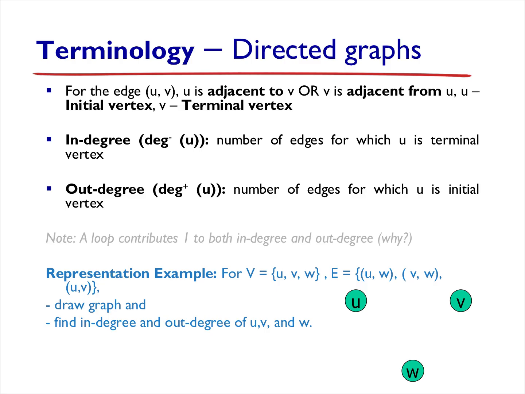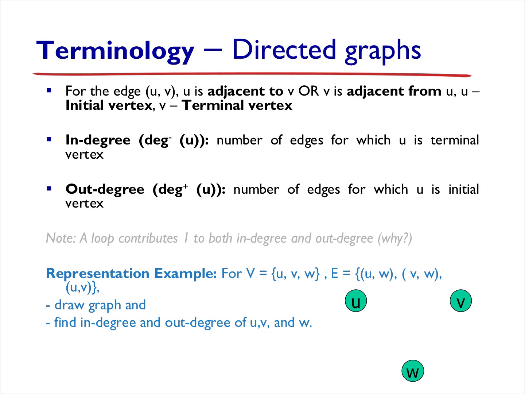That's one thing. The two vertices, U and V, are called the initial vertex, the one that the edge starts from, and the terminal vertex, the one that the edge terminates at. Then based on that, when we are counting the degrees of different vertices, we need to be careful to count two different counts.